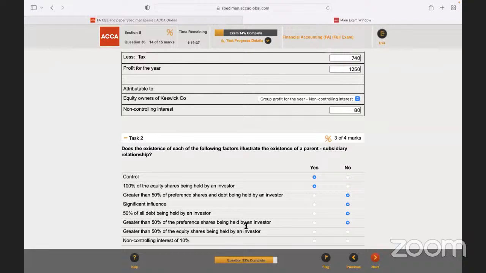Greater than 50% of the equity share. Yes, that's correct. And then, guys, last one, non-controlling interest is 10%. Guys, think and see, if non-controlling is 10% means you have bought how much percent? 90%. So that means you have control, right? So therefore that is yes. So here, guys, 4 out of 4, all the answers are correct.